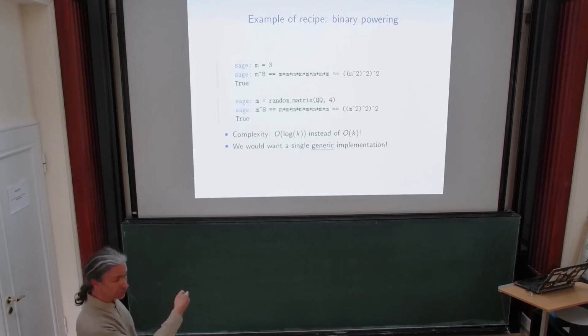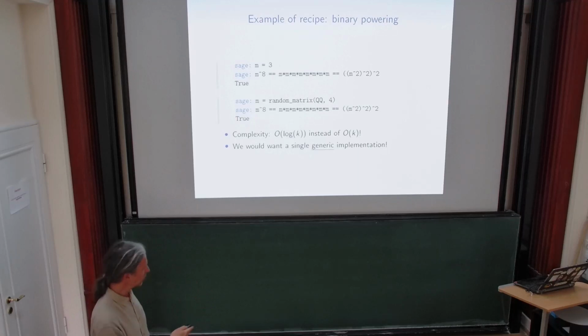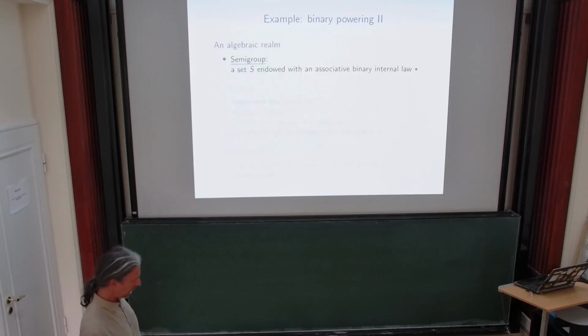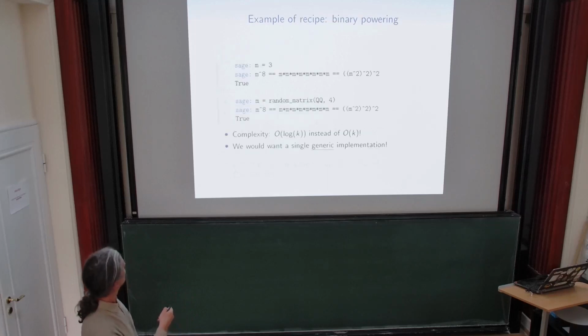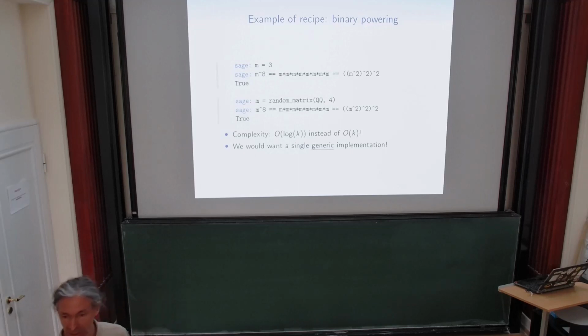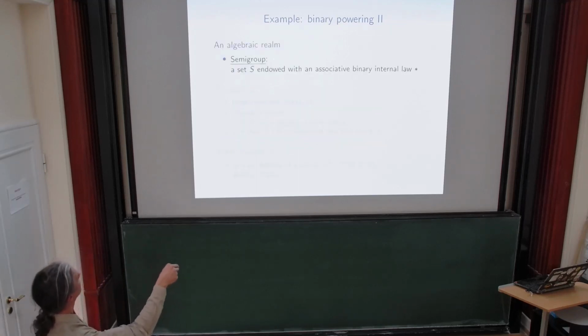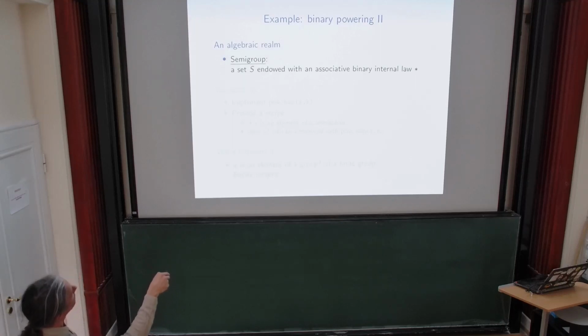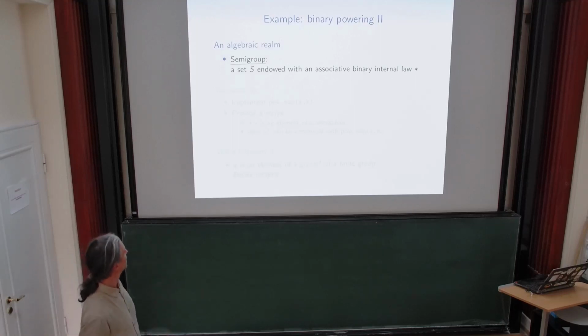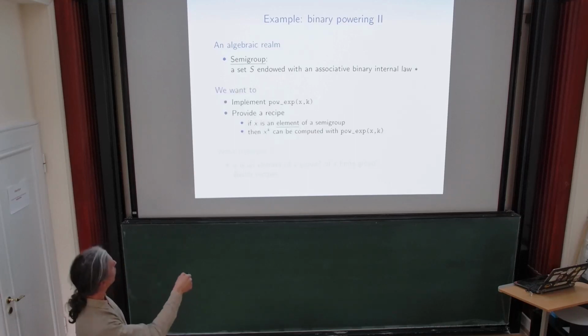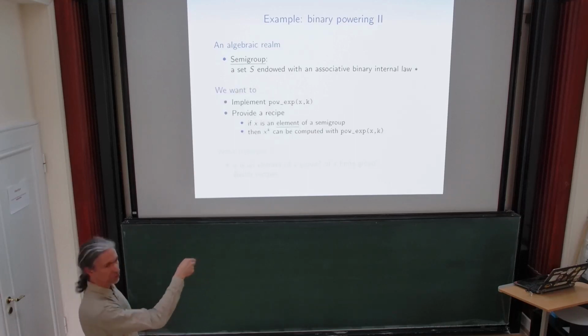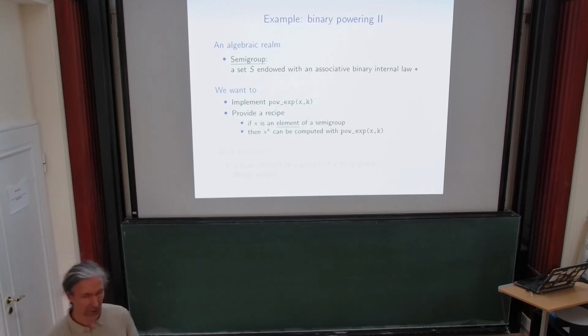Okay, so we don't want to have to do this by hand each time. We want to use this recipe. So what's happening? Why did it work in both cases? That's because integers and matrices form a semigroup. I have associativity. So I've got some algebraic realm, in this case, semigroups. It's a set with some associative binary internal law. And what do I want to do? I want to implement once and for all the function that does binary exponentiation.